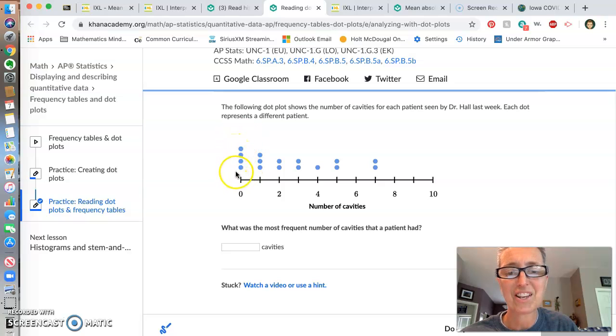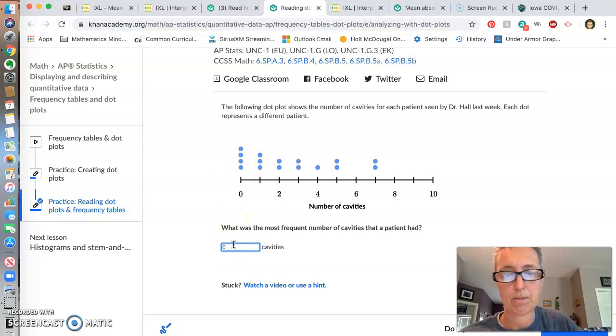people, 4 patients. So 4 patients had 0 cavities. This means that 3 patients had 1 cavity. 2 patients had 2 cavities, 2 patients had 3 cavities, and so on and so forth. What was the most frequent number of cavities? Well, frequent means most. What was the most frequent number of cavities that a patient had? It would have to be there, right? Oh, no, most frequent would be most frequently occurred, the most people. So that would be 0 cavities. Most people had 0 cavities.